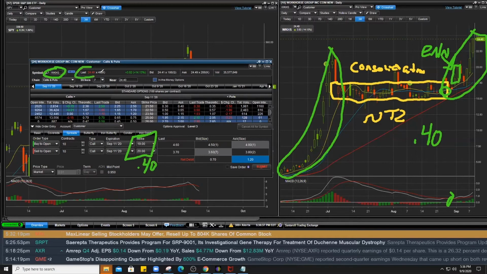It's at $24.40 now. But the max it could be worth then is the difference between the two strikes. So from 19 to 20, that means it could be worth $1. So the max it could be worth is $1. We paid 40 cents for it. So if we paid 40 cents and it could be worth $1, divide one by 0.4. That's a max net gain of 150%.